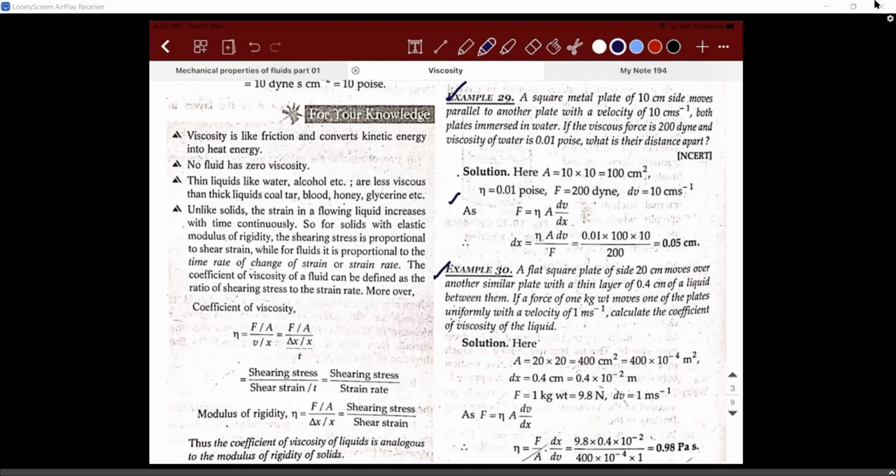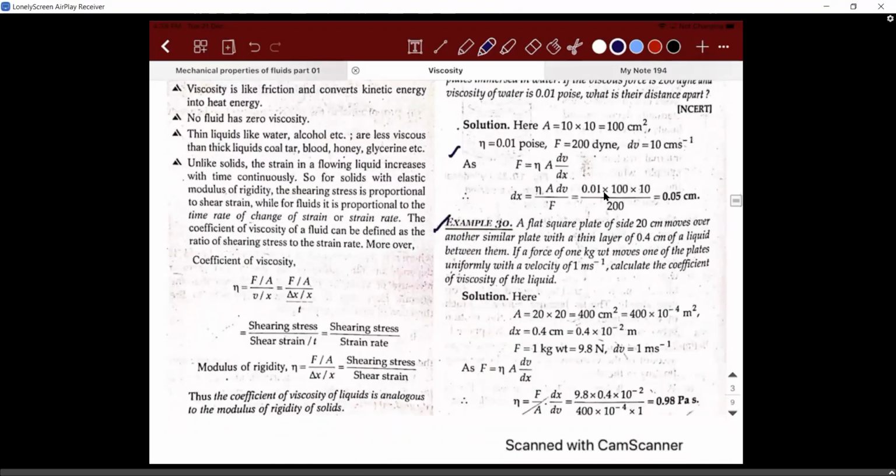Anyone having any doubt, guys? So listen, I just want to tell one more point. Newton second per meter square is there, right? What is Newton per meter square basically? Pascal. So you can also call it Pascal into second. That's what they've given here.